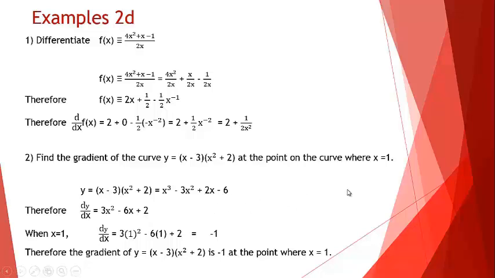So when x equals 1, as we are asked to find the gradient of the curve at x equals 1, we substitute x equals 1 in the gradient of the curve, which would give us 3 times 1 squared take away 6 times 1 plus 2. Simplifying the calculation would give us -1 as the answer. Therefore, the gradient of y equals x take away 3 times x squared plus 2 is -1 at the point where x equals 1.